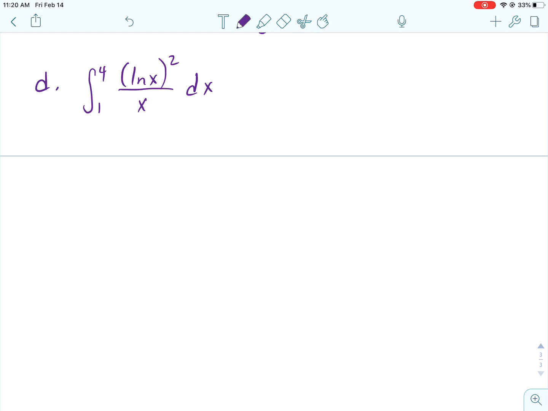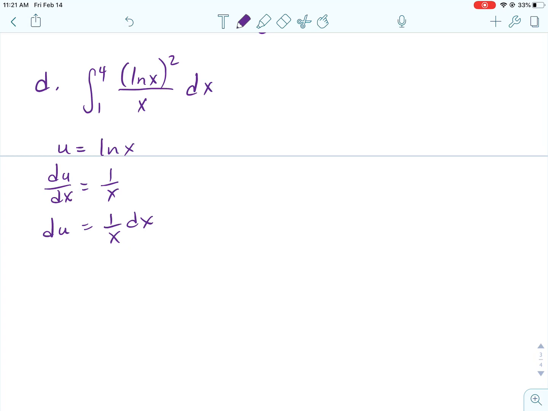I think you might have had one kind of like this on your worksheet. I can't really remember, but it feels like most of the time when we have these fractions, the u comes from the denominator, but this one it does not. So what do you guys think the inside function is? The natural log of x. What is the derivative of that? 1 over x. So this one is very different.